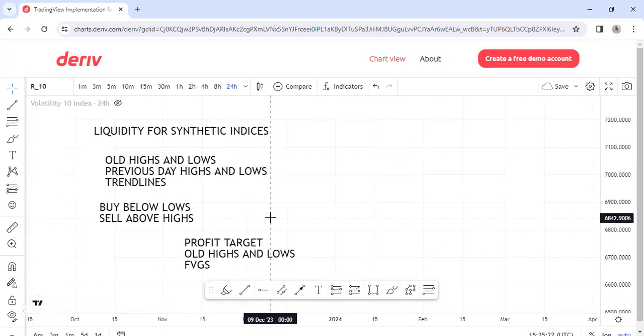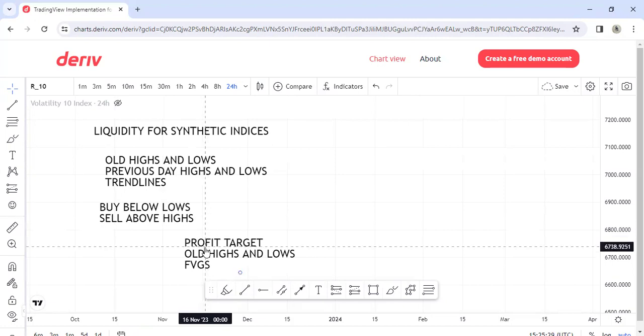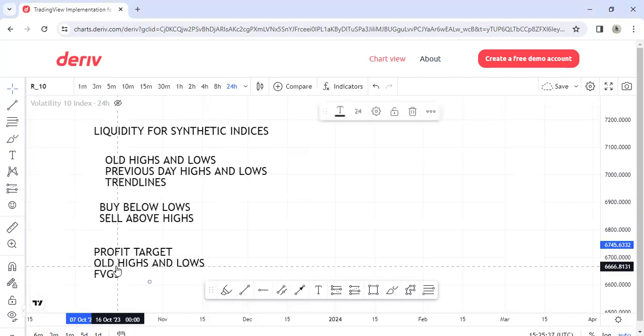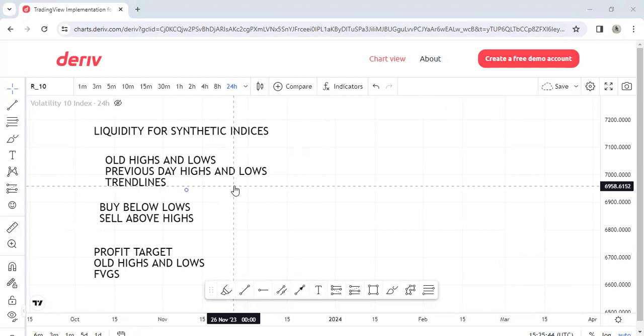So as a smart money minded trader, you're looking to buy below lows and sell above highs, and your profit target is usually at old highs and old lows. That is basically what you're looking at. You're looking to take your profits at old lows, old highs, or fair value gaps. That's another place where you want to take your profits, right?